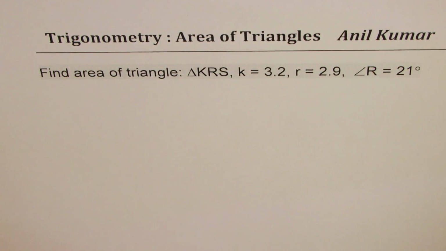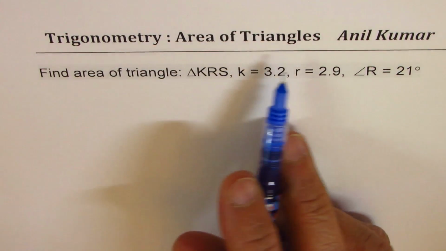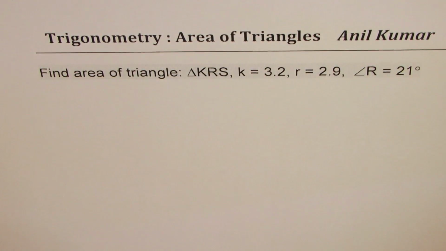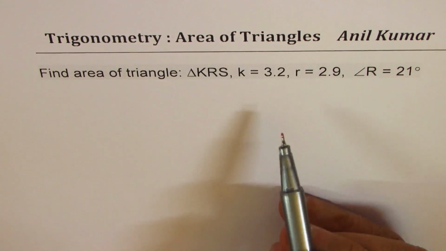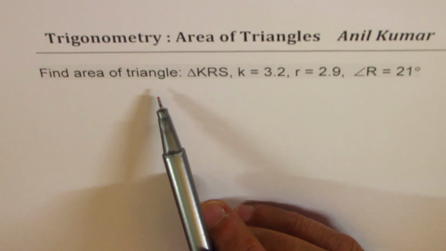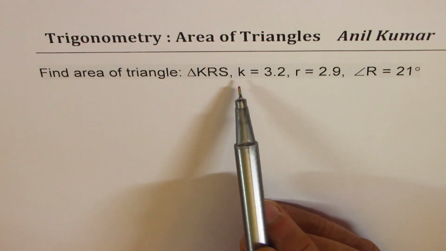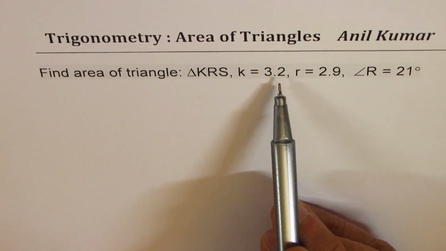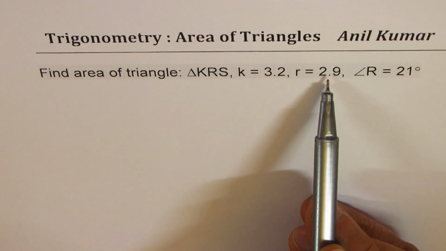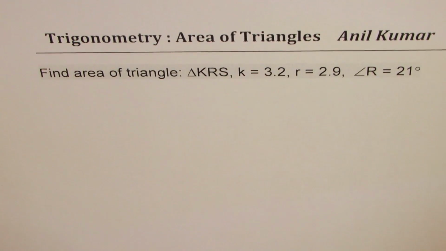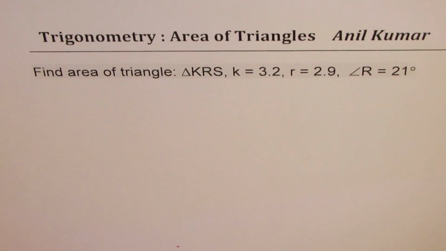Now here is a test question for you on area of triangle. You understand all the concepts. Now find the area of triangle KRS, where K is given to us as 3.2, R is 2.9, and angle R is 21 degrees. You can pause the video, answer the question, and then look into my suggestions.